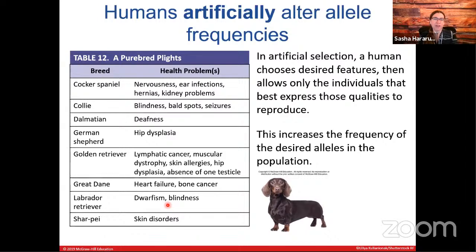Okay, so just to reiterate, the genes that encode the desired features on the phenotype are often located on the same chromosome as some other undesirable traits, such as deafness or hip dysplasia, and so on. And artificial selection for the desired features cannot exclude the undesired features due to both genes being located on the same chromosome.